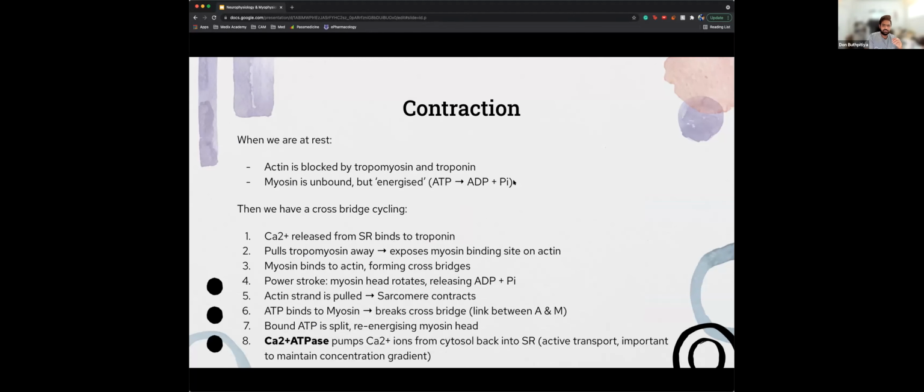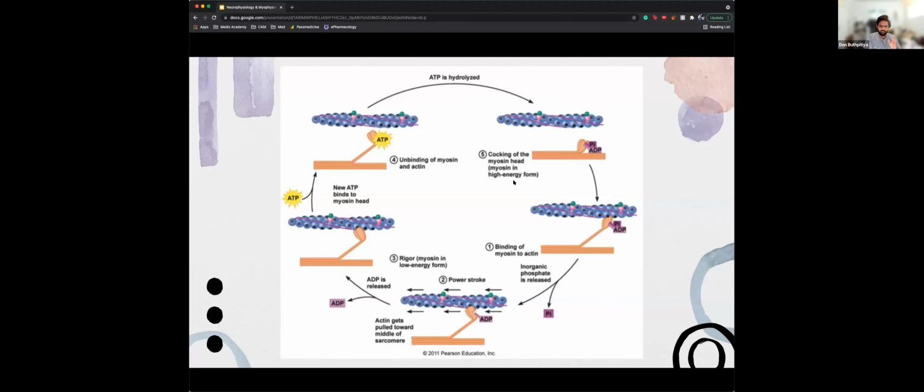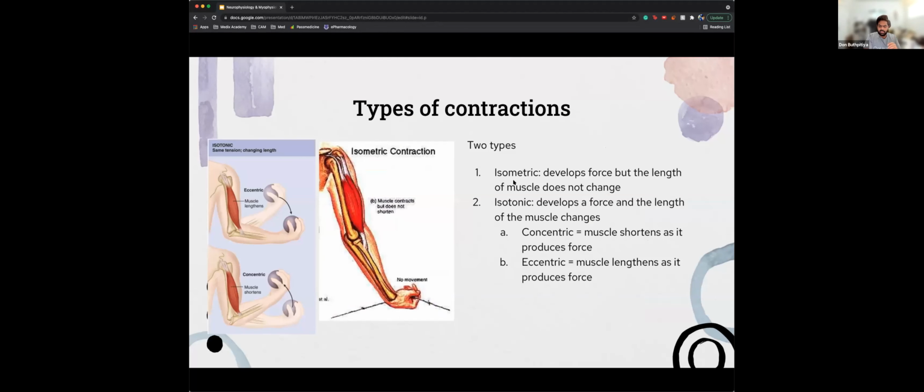So one is rigor mortis. That's the main thing when it comes to this idea of cross-bridge cycling, and why that occurs. From memory, that was something that was asked.